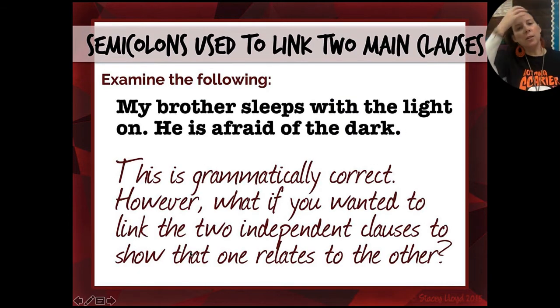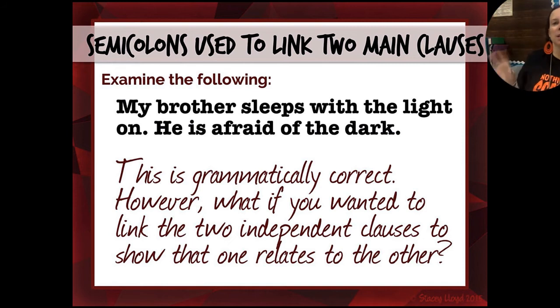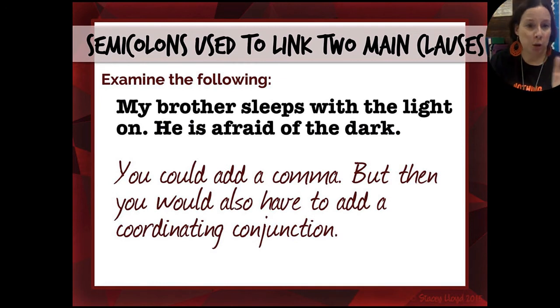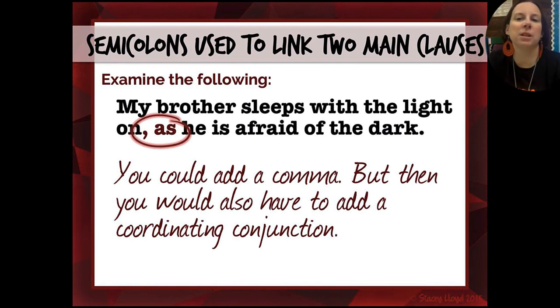Okay, so here's the other way. You can take 2 main clauses and combine them together. My brother sleeps with the light on. He is afraid of the dark. This is grammatically correct. However, what if you wanted to link the 2 independent clauses to show that one relates to another? You could write it like this, okay? You could add a comma, but then you also need a coordinating conjunction. So I could say my brother sleeps with the light on as he is afraid of the dark. That is completely okay also.